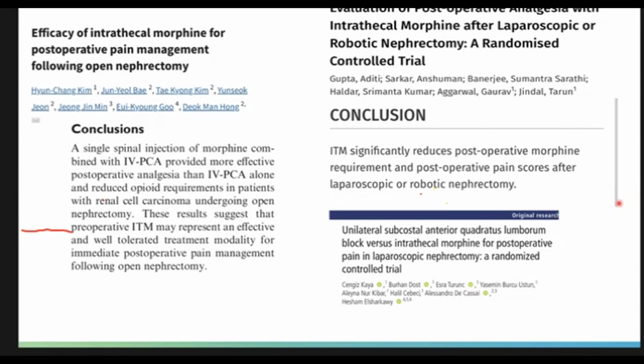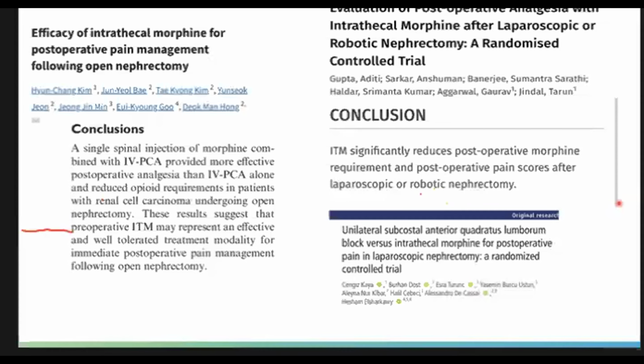Do you give unilateral block or bilateral block? Sir, we have given unilateral blocks only. I have not personally done or seen a bilateral erector spinae block. What is the incision in your patient from where the kidney was extracted? Sir, the lateralmost port site incision was extended more posteriorly to extract the specimen.